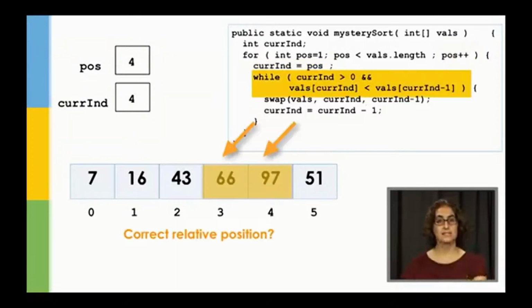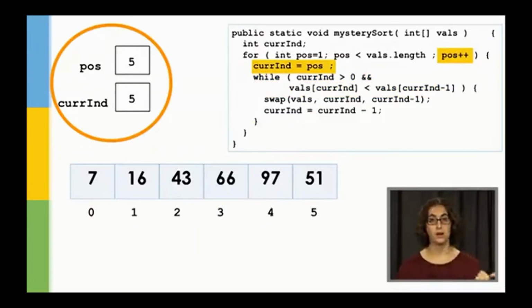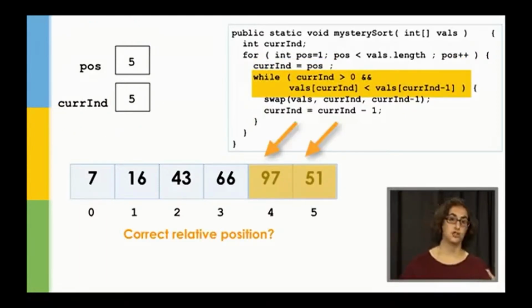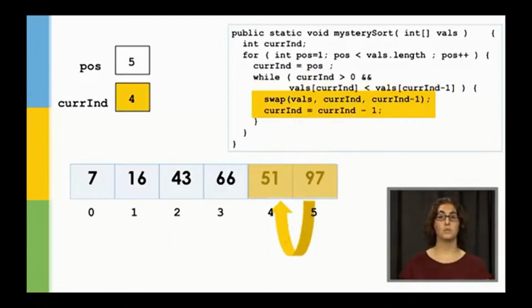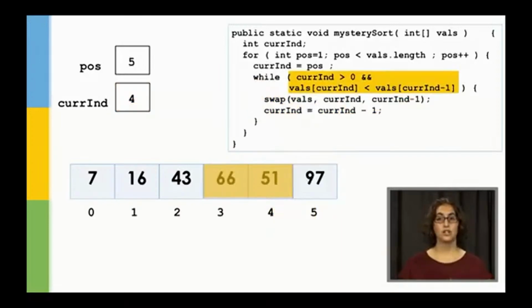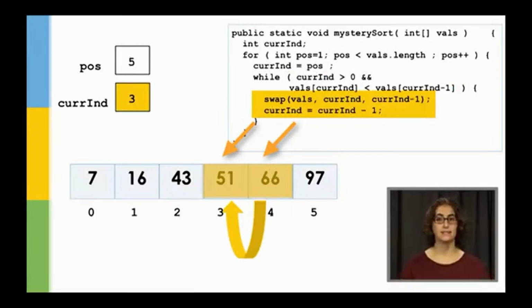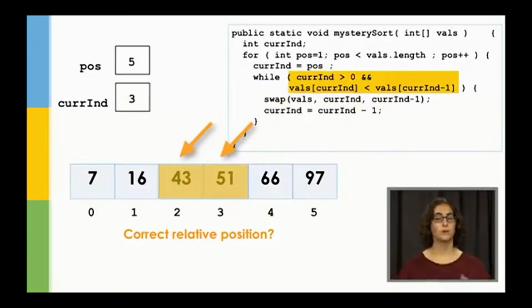And now we're checking whether 66 and 97 are in the correct relative position. They are. Awesome. Keep going, update pause, update curIndex, and we check whether 97 and 51, the elements at positions 4 and 5, are in the correct relative position, and they're not. 97 is greater than 51, and so what we need to do is swap them. We update the current index, and now we check again, and what we're checking is whether 66 and 51 are in the correct relative positions. They're not, so we need to swap them and update current index. Okay, current index is now 3, 51 and 66 are in the correct relative positions, and now we check whether 43 and 51 are in the correct relative positions, and they are.